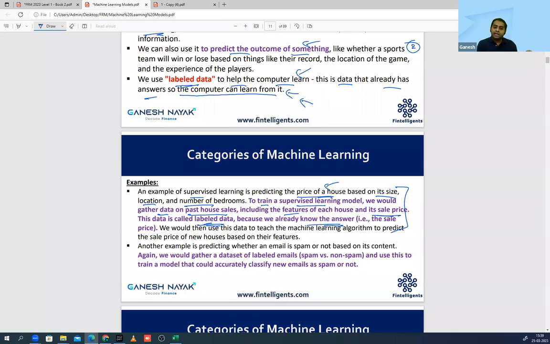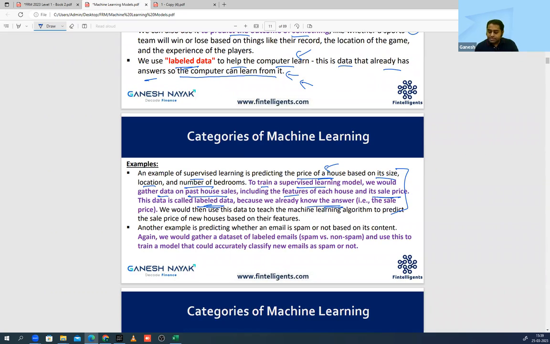So in the historical data that we have, we already have the sale price of the home. That label, the answer, is already there. Clear, right? Okay. And based on this data, the machine learning algorithm will learn and it will predict what is going to be the sale price of the new house. Okay. This is a fun example.